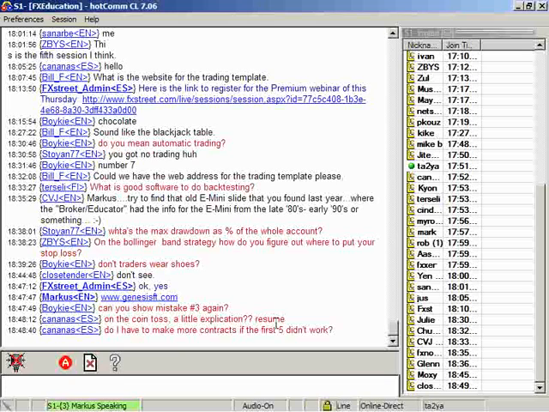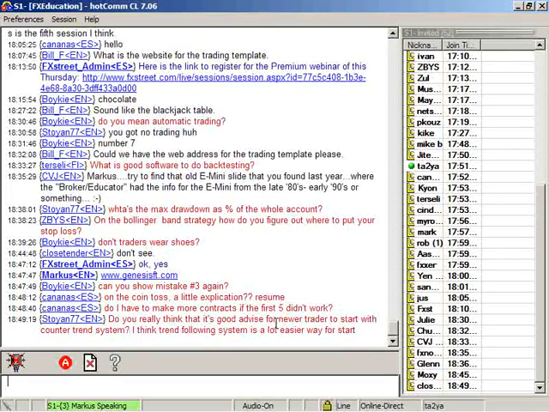On the coin toss, a little explication. Do you have to make more contracts if the first 5 didn't work? No! Cananas, not at all. And I'm sorry, I have to wrap it up here. But if you do have any questions, please send me an email.